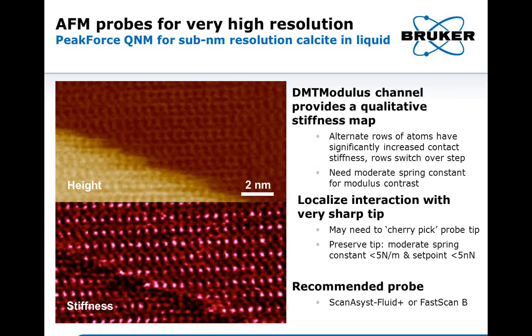Here again, to achieve the high resolution, we need a very sharp probe, and finding this probe may take several attempts. In this case, though, we have to consider the stiffness of the cantilever for a new reason. In order to achieve good contrast in the stiffness map, a moderately stiff cantilever is required. In the context of this experiment, moderately stiff is on the order of about 5 newtons per meter. Probes that are recommended for this type of experiment are the ScanAssist fluid or the ScanAssist B probe.